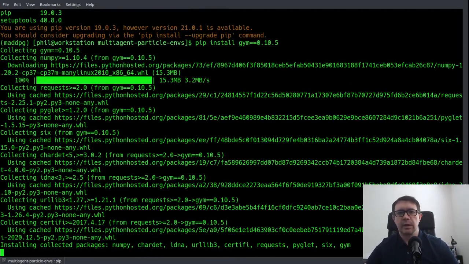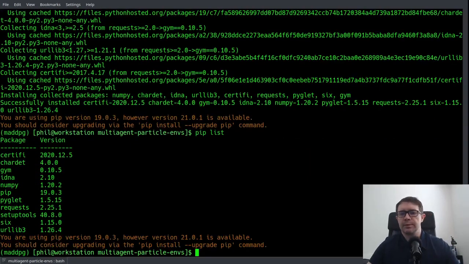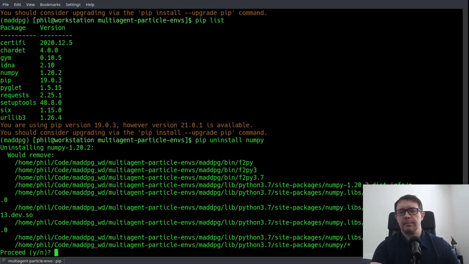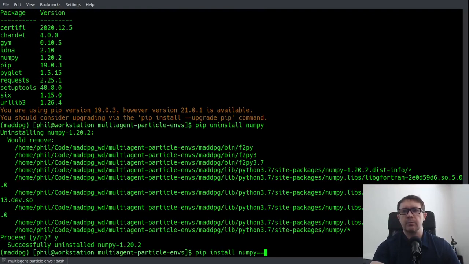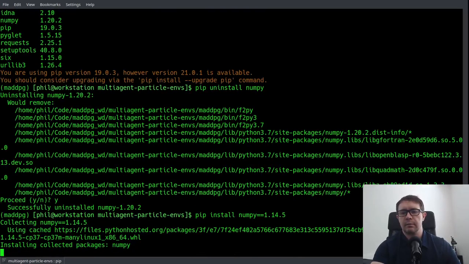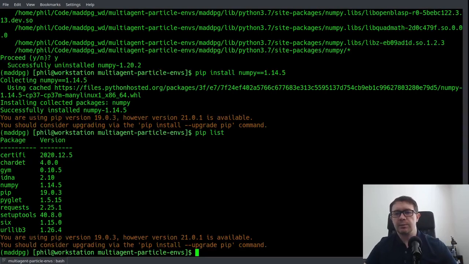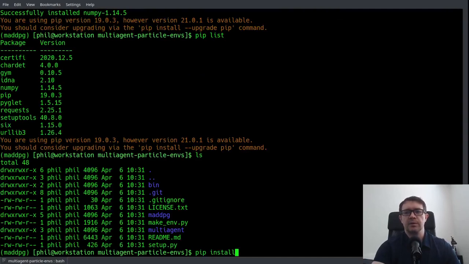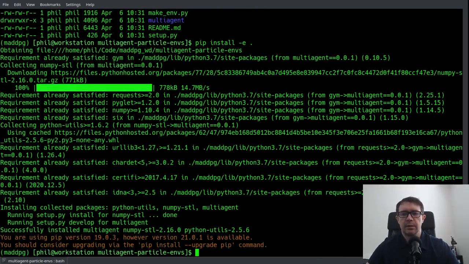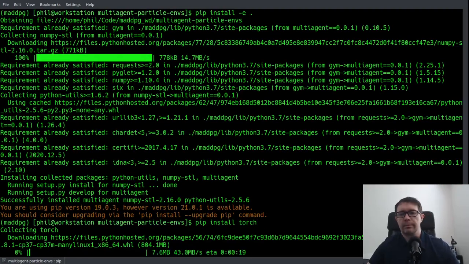And so that looks like it got NumPy for me as well. Pip list. So it looks like I have NumPy 1.20. So we need to do pip install NumPy==1.14.5. Hopefully I didn't just break anything. Pip list. We still have Gym. We have the correct version of NumPy. We have a suitable version of Python. So now we should be able to do pip install -e . and see if that works. And it did. So now we can do pip install torch.